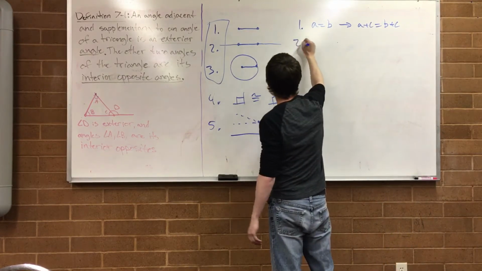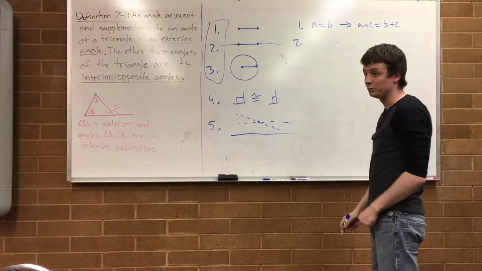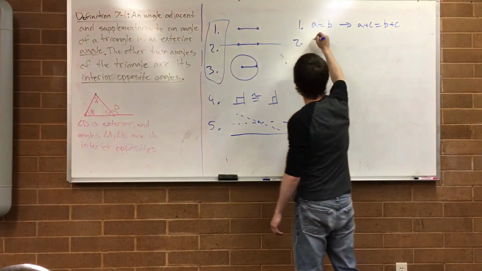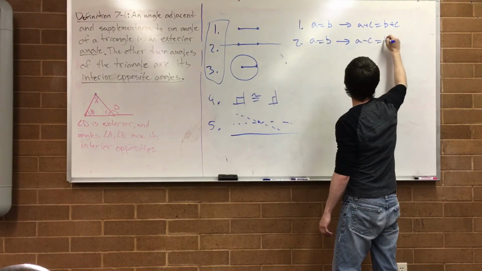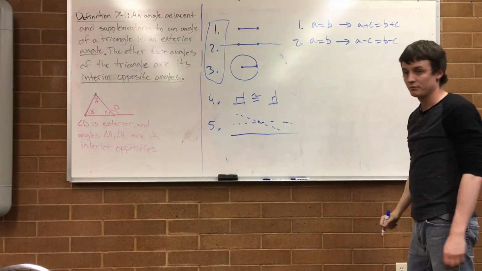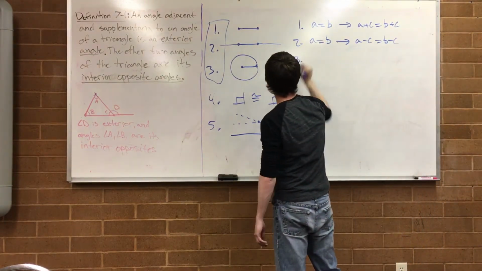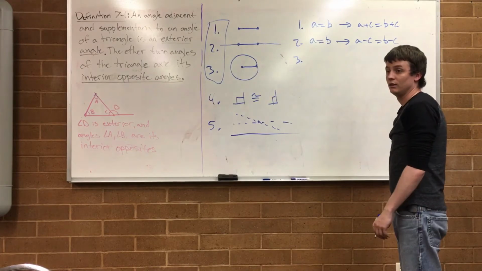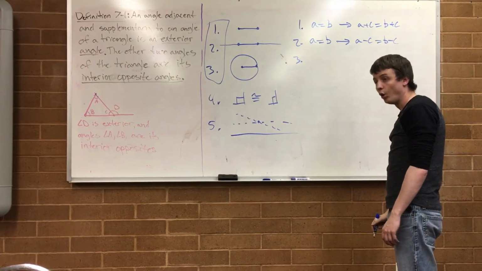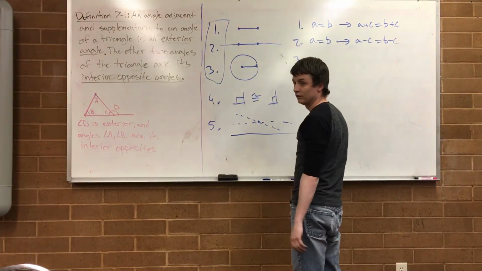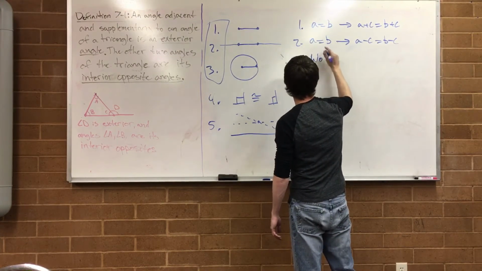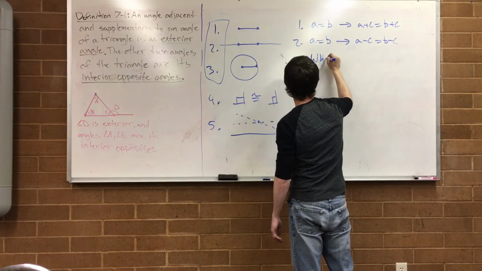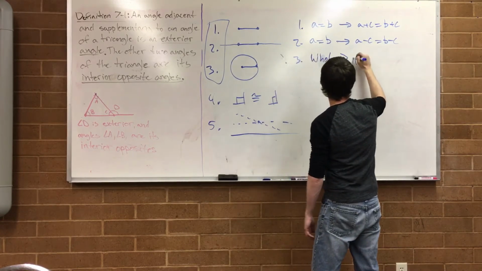Number 2, he said if equals are subtracted from equals, the results are equal. So if A equals B, that means A minus C is equal to B minus C. He said, number 3, the whole is greater than the part. I don't know how to draw that with math. The whole is greater than the part.